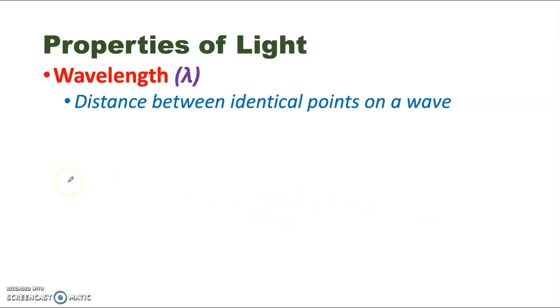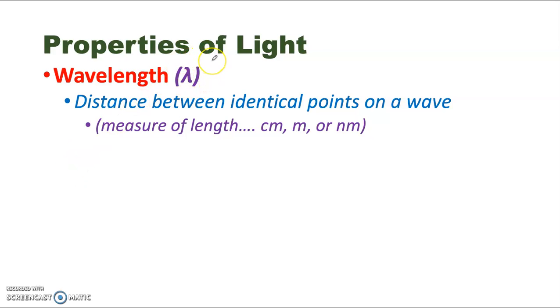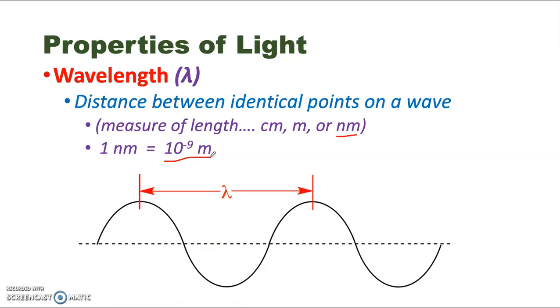Okay, so wavelength. The wavelength is the distance between identical points on a wave. It's measured in centimeters, meters, or nanometers. The symbol for wavelength is this upside down Y looking thing. It's called lambda. It's a Greek letter called lambda. And then, as I said here, centimeters, meters, or nanometers. Now a nanometer is 1/1000th of a meter. So a nanometer is really small, and we tend to measure a lot of the wavelengths in nanometers.